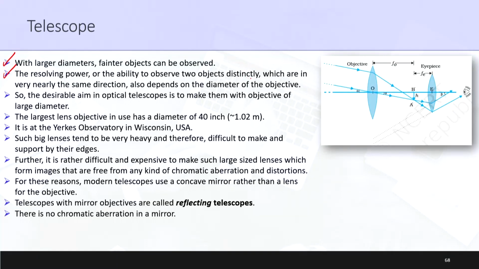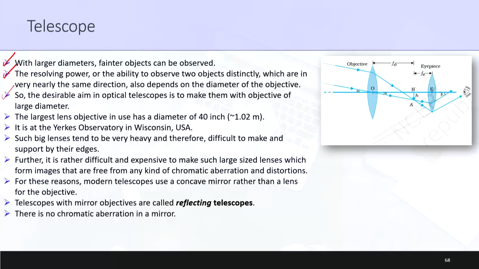So, the resolving power, or the ability to observe two objects distinctly which are in very nearly the same direction, also depends upon the diameter of the objective. So, the desirable aim in optical telescopes is to make them with an objective of larger diameter. So, basically what do we do? The basic aim for making any telescope is to increase the diameter as much as we can, not even very high, but at an optimum diameter such that our work can be completed very clearly.